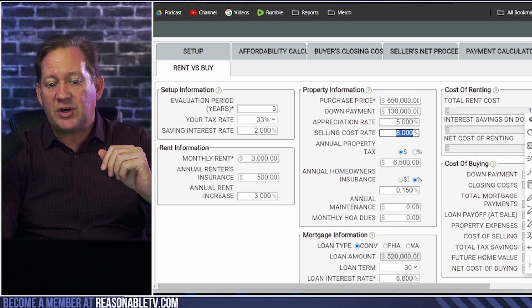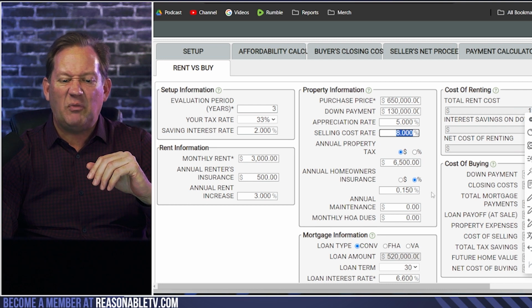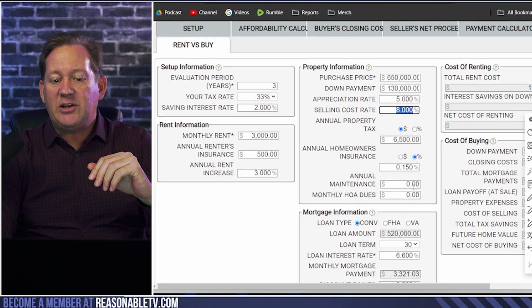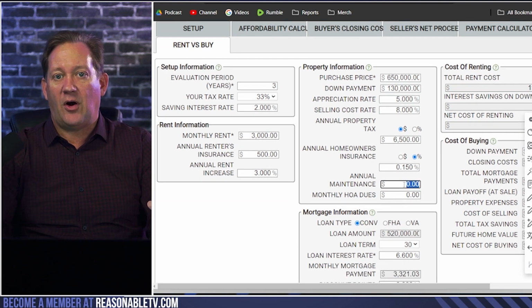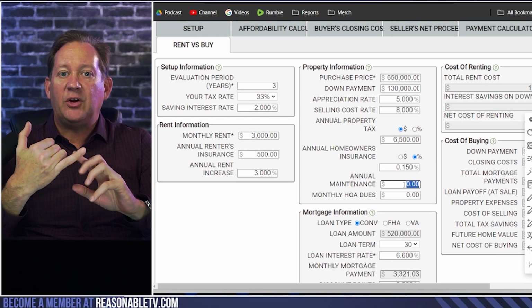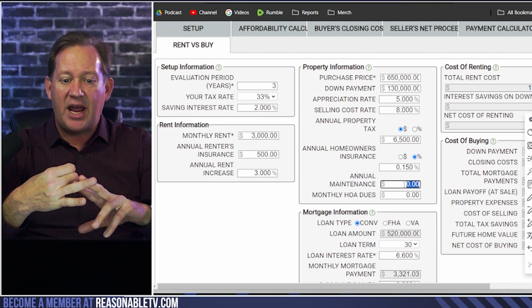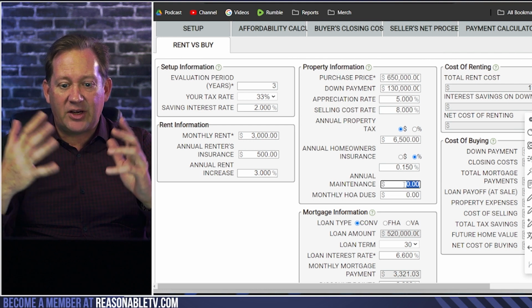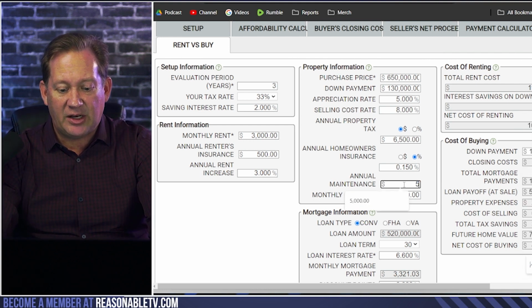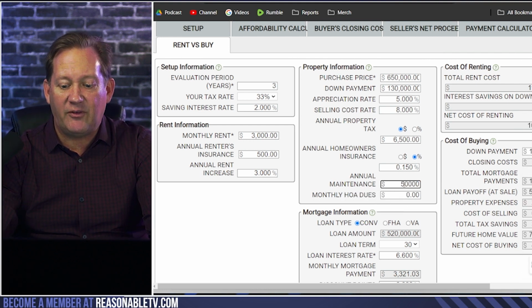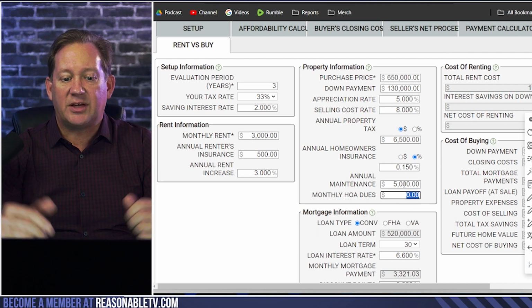Annual homeowners insurance, percentage-wise, they've got 0.15. Go ahead and leave that alone. That's a fairly accurate number. Annual maintenance, that's a wild card, right? You don't know. Is it going to need a new roof? Is it going to need a new hot water tank? Does it have a failing deck? Put some of those numbers in. Let's say it's $5,000 just for kicks, right?